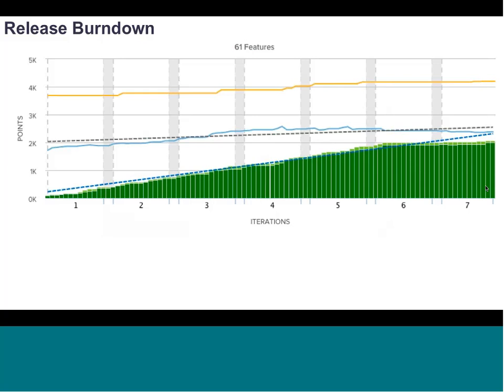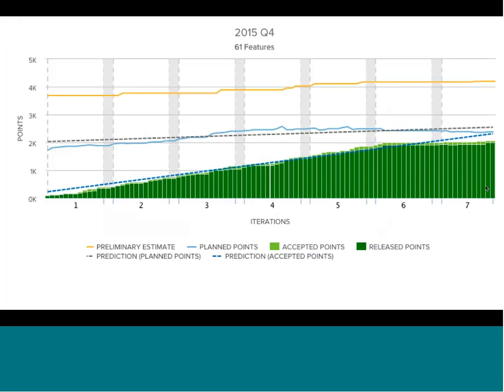So this actually exists within the platform. This is on the release tracking page, on the portfolio page. I like to show this because I think it's a great summation of what's going on with the team, in this case over a quarter, so a quarter's worth of work. You can see a good description of what's going on below with our preliminary estimate, plan points, accepted points, and release points.